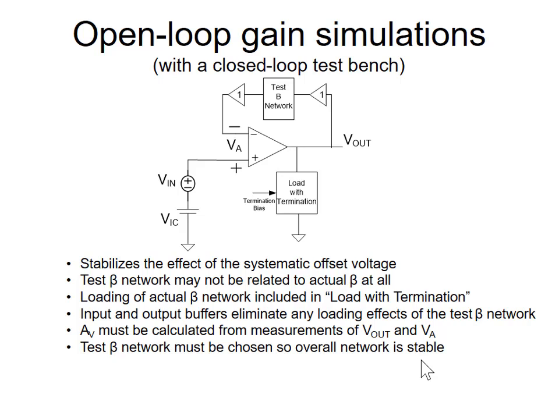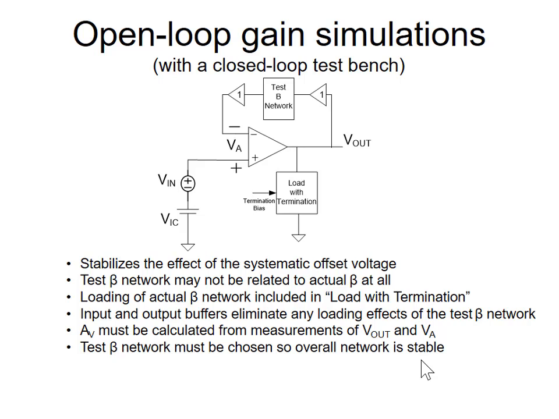Loading of the actual beta network is included with load termination. So the actual beta network we're going to put on is included here, at least the loading. The voltage gain now is what we want. We want the gain of the A amplifier. We assume we know what the beta network is, probably an attenuator. So to get the gain of the A amplifier, in a simulation, we look at V out, and we divide it by V plus minus V minus. V out divided by V plus minus V minus gives us the open loop gain.